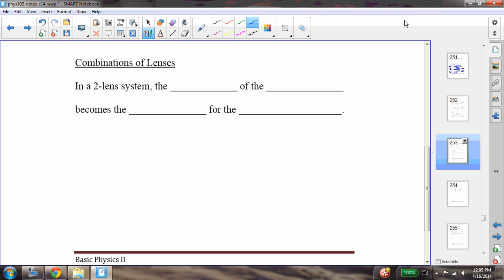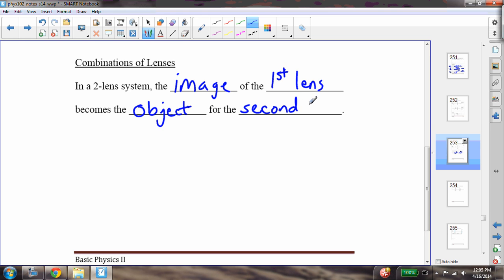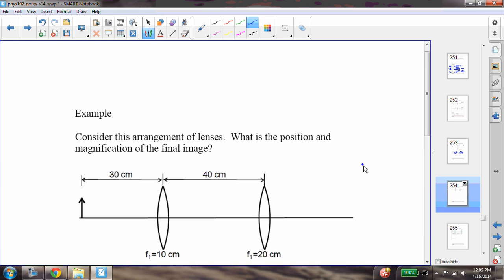But in a two-lens system, the image of the first lens becomes the object for the second. And once you realize this, the problems are basically the same as what we've been doing all along. We'll treat these problems in two separate steps: we'll find the image distance for the first lens, and then that image will become the object for the second lens, and then we'll find the image distance for the second lens, and then we can also calculate the magnification.